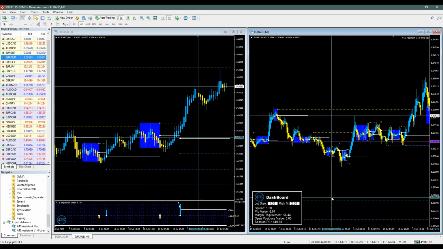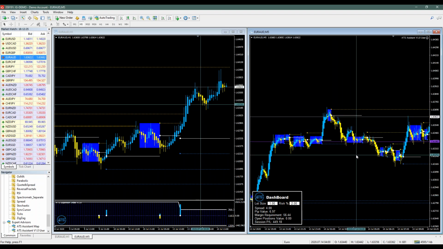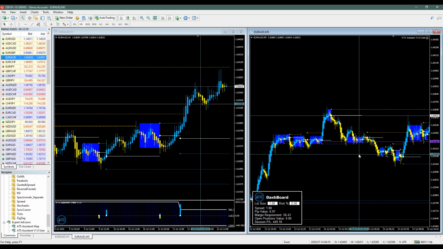Let me actually shrink the chart a little bit so you can see that better. All right, let me let it catch up just in case there's any lag.